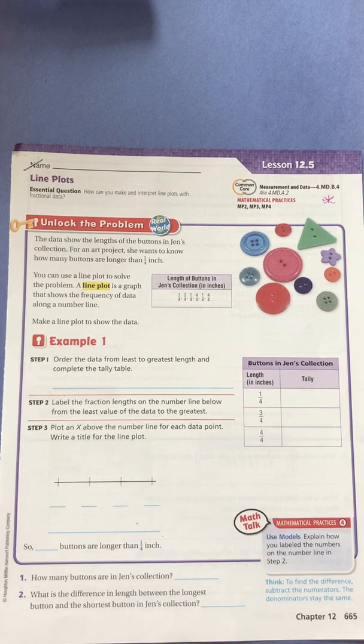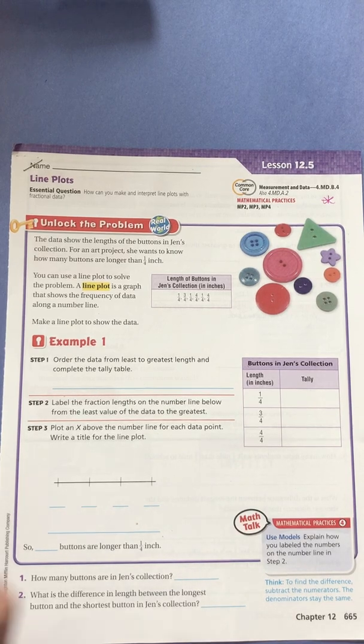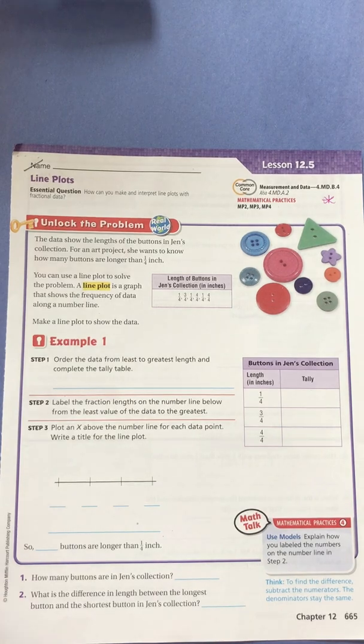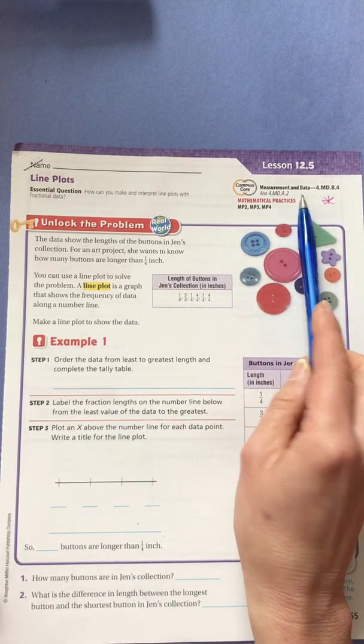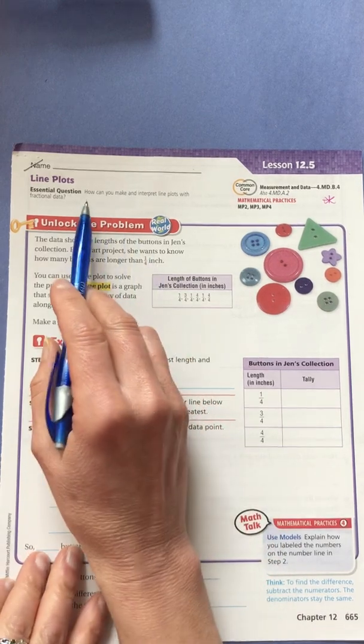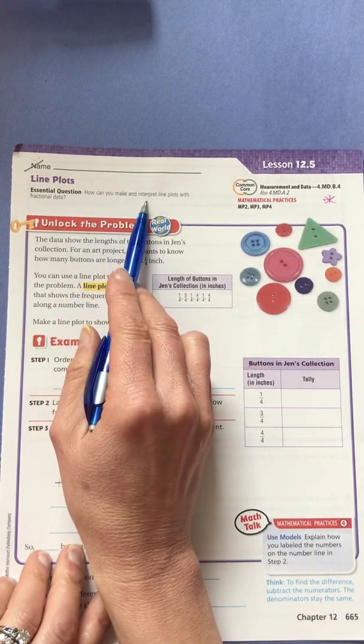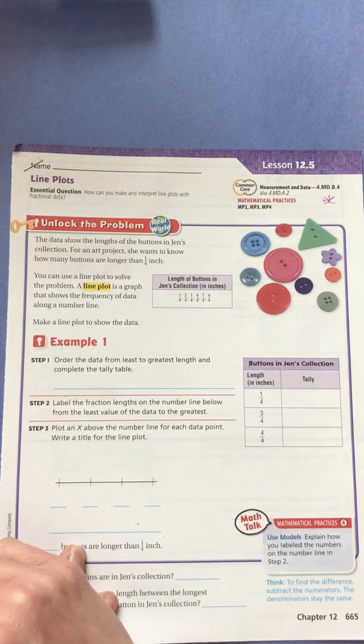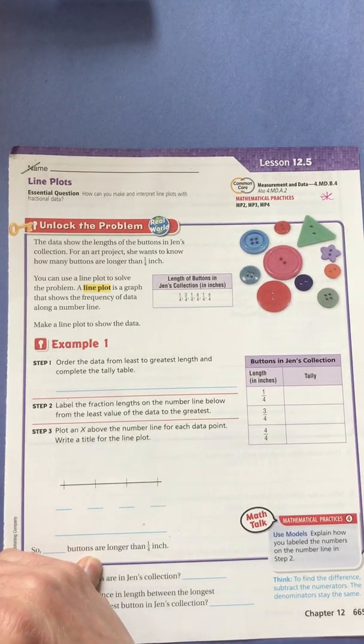Lesson 12.5. Totally random lesson today, and it is on line plots. I don't know about you, but it seems kind of strange. Line plots is like a graphing skill, and they sort of just threw that into this whole measurement chapter. But they put it as measurement and data. But anyway, the skill today is how can you make and interpret line plots with fractional data. So we're kind of going back in time and looking at fractions, which we did before spring break.